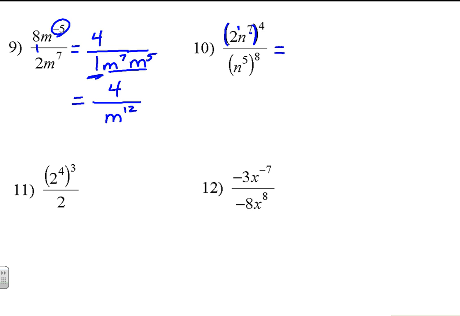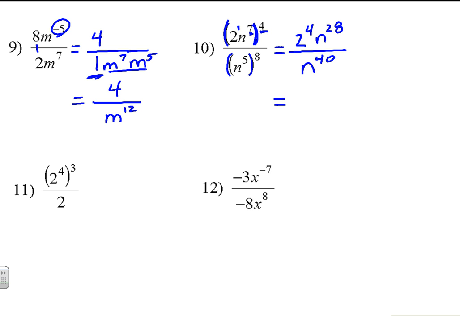So in the numerator, I've got 2 to the first, but I have 4 groups of that. 4 groups of 1 is 1 and 1 and 1 and 1, 4. So I've got 2 to the fourth. 4 groups of 7 n's, 4 groups of 7 would be 7 and 7 and 7 and 7. That is multiplication. In the denominator, 8 groups. Those are grouping symbols. Parentheses are called grouping symbols. 8 groups of 5 n's. 8 groups of 5 would be 40.